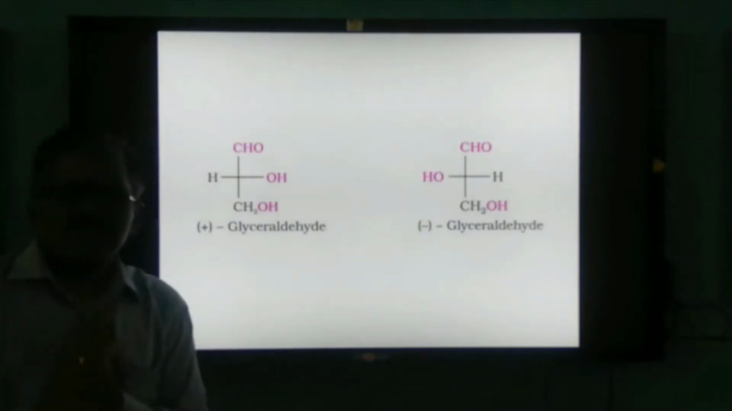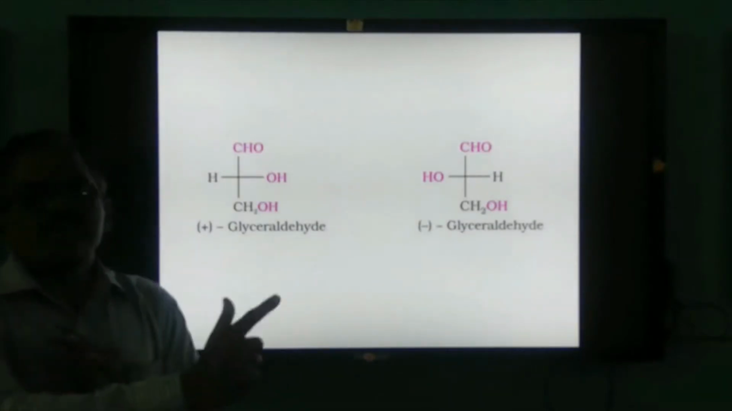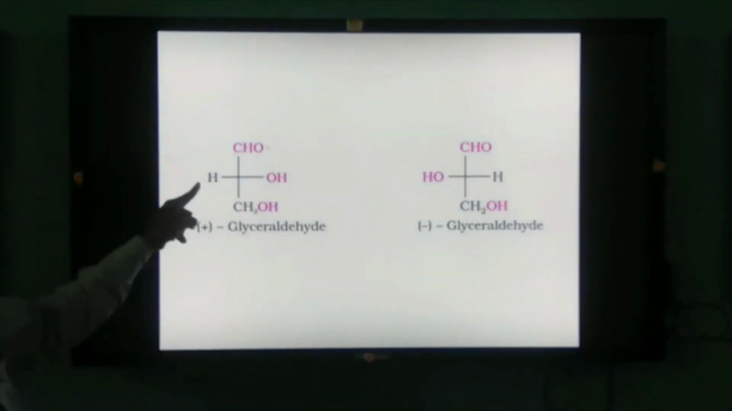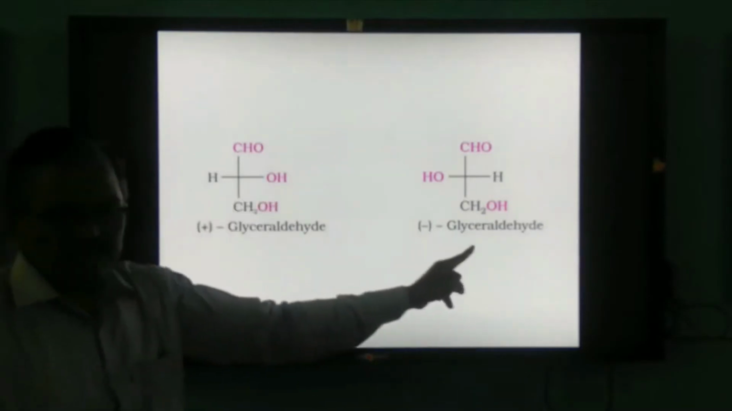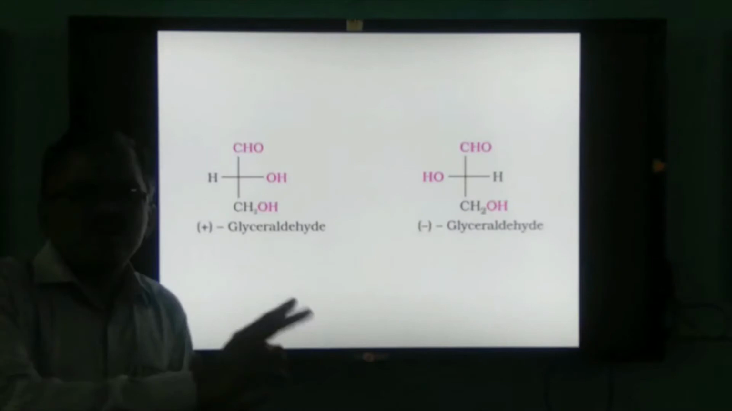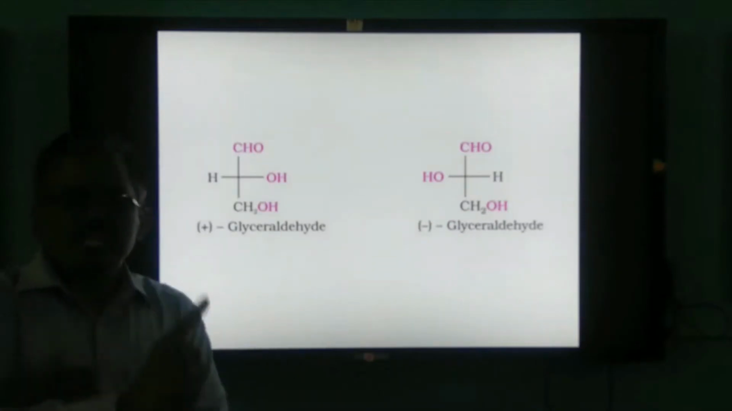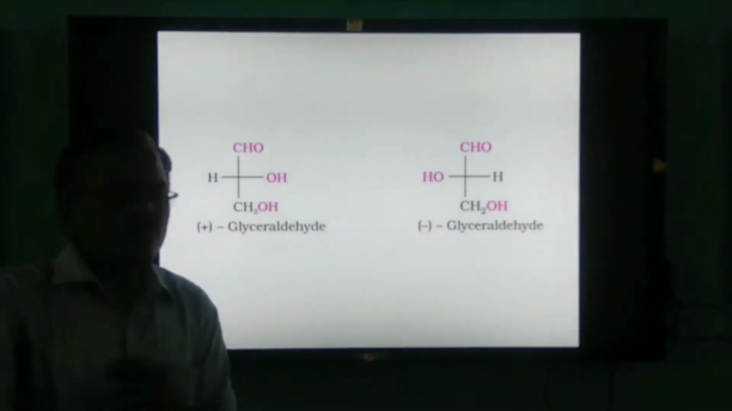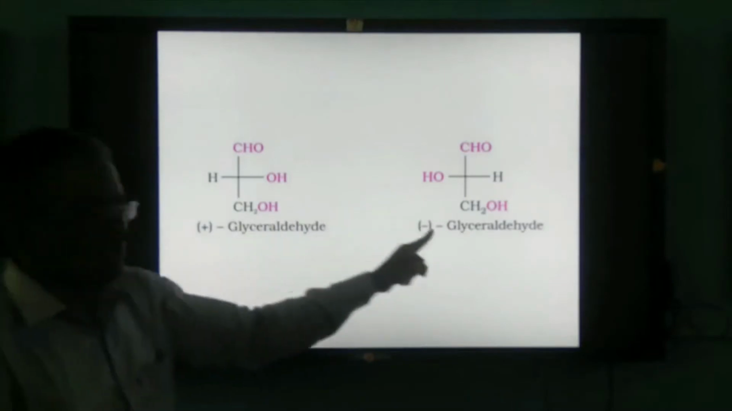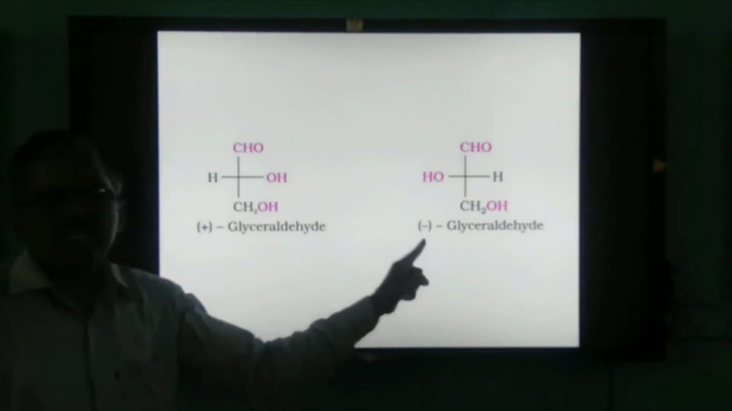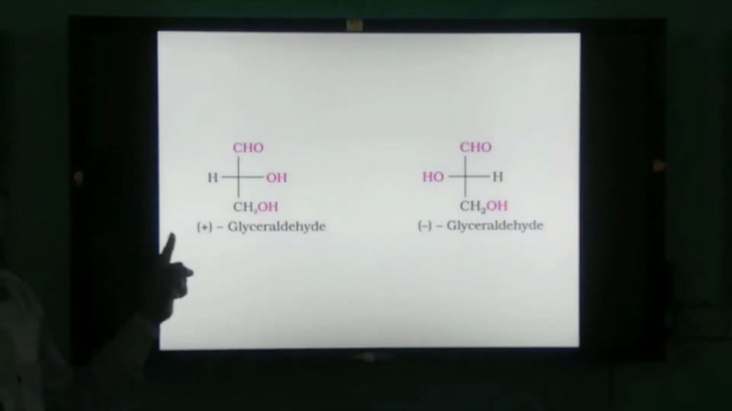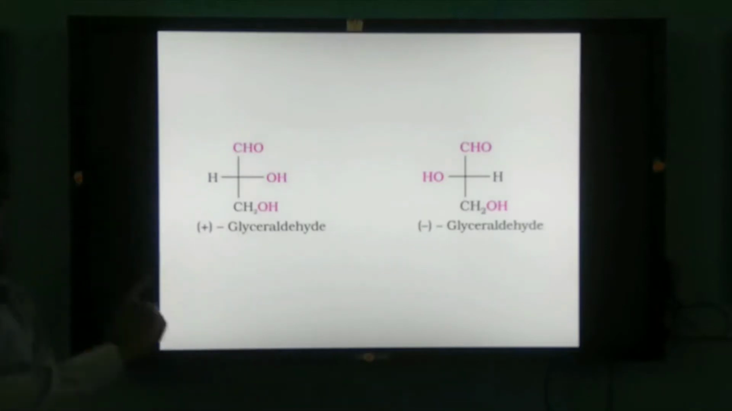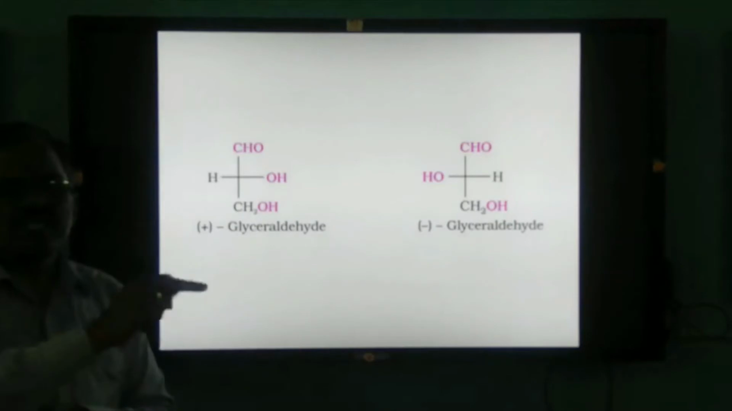What is the difference between the first and second structure? Only in the arrangement of H and OH on the middle carbon. Here in the first structure, on the middle carbon, H is on the left side, OH is on the right side. Here OH is on the left side, H is on the right side. That orientation, or the spatial arrangement of H and OH groups on the asymmetric carbon, makes them 2 different isomers. One is the plus isomer, this is called the minus isomer. That means it rotates the plane polarized light towards the left side, whereas this rotates towards the right side. Understood?